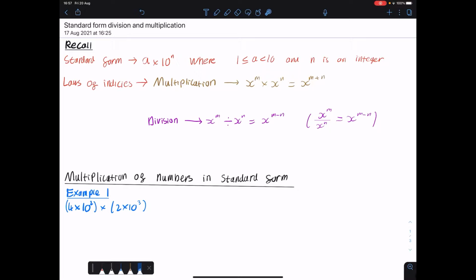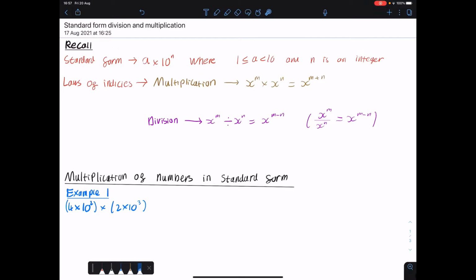Before we start, let's just recall what standard form is. Standard form is a number written in the form a times 10 to the power of n, where a is between 1 and 10, including 1 but not including 10, and n is an integer, and an integer is just a whole number.